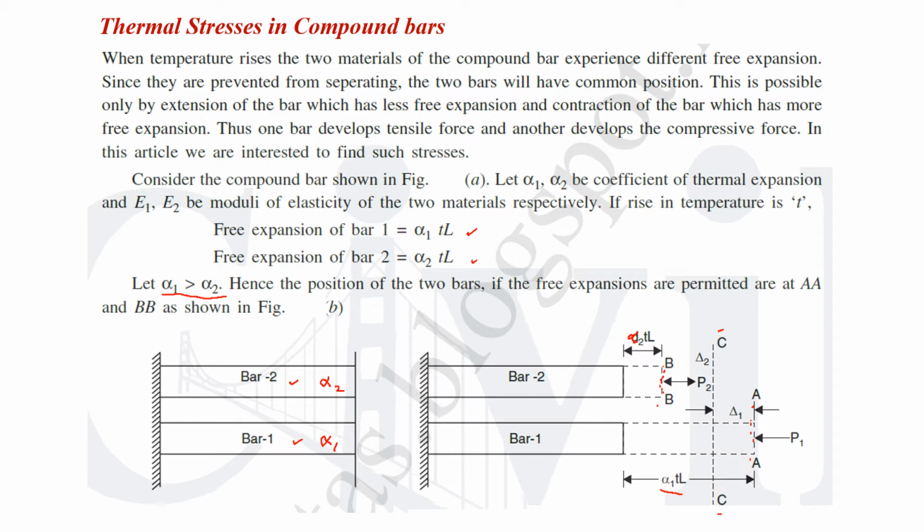So the force in bar 1, that is P1, should be compressive in nature. So the stress developed in bar 1 will be compressive. And for bar 2, there should be a tensile force of magnitude represented here as P2, and the stress developed in bar 2 will be tensile, such that the final position of the composite bar is CC.